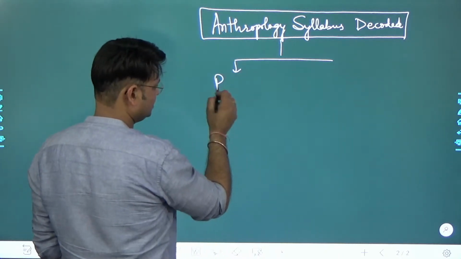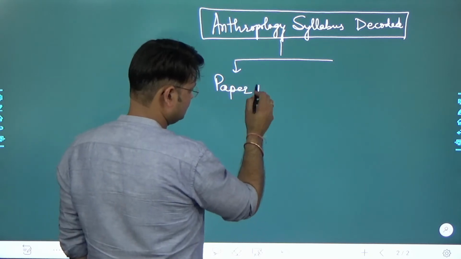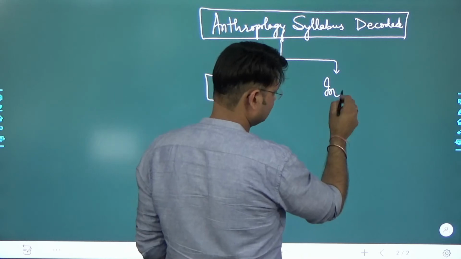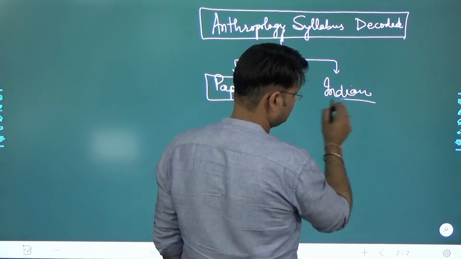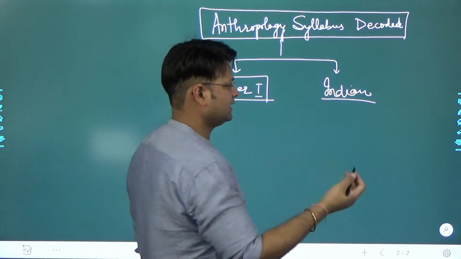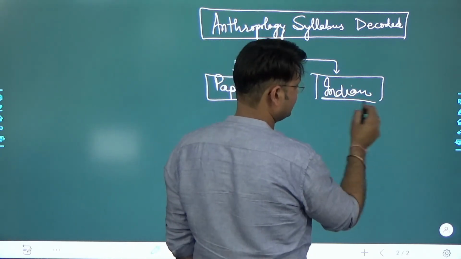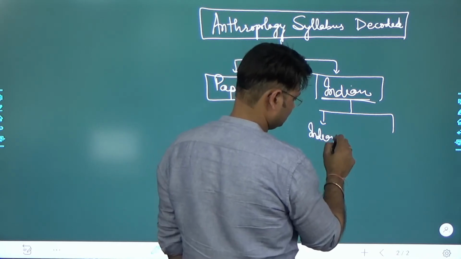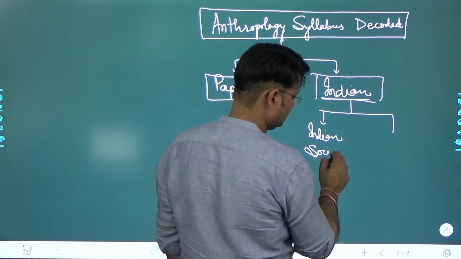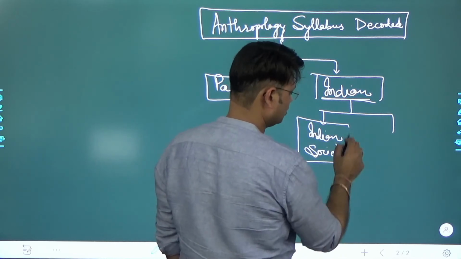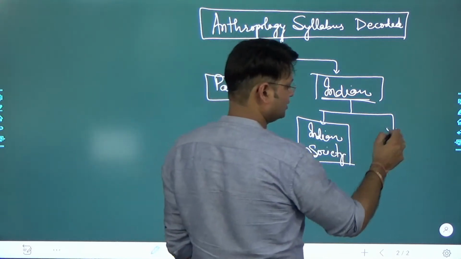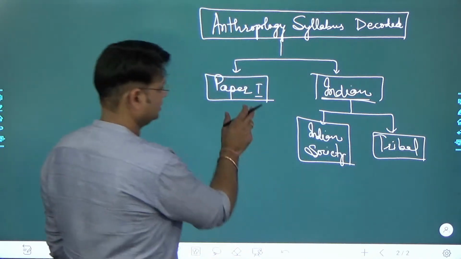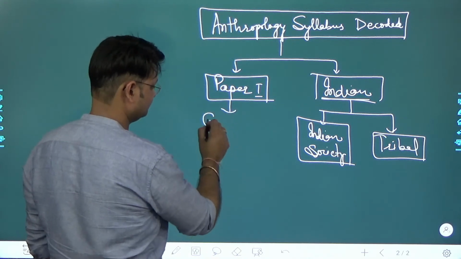Paper 1 is basically general anthropology and paper 2 is mainly Indian anthropology, you can say, anthropology in India. In this Indian anthropology we study Indian society, the use of anthropology to understand Indian society and the tribal society of India. Paper 1 is general anthropology.